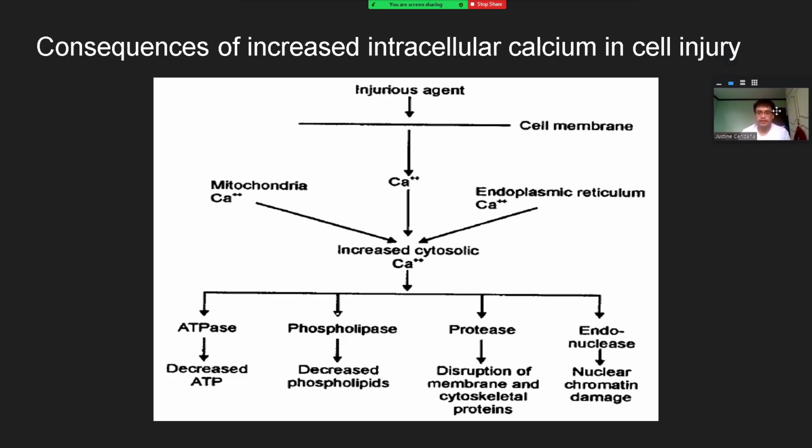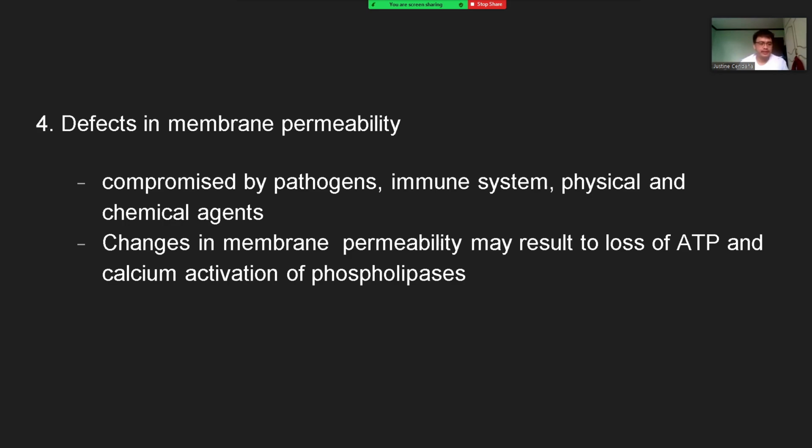Consequences of increased intracellular calcium in cell injury. The injurious agent allows the net influx of extracellular calcium, and along with calcium release from mitochondria and endoplasmic reticulum, this contributes to cytosolic calcium, which activates ATPase, phospholipase, protease, and endonuclease. Defects in membrane permeability: membranes are compromised by pathogens that release bacterial toxins and infectious viral proteins. Several types of cells of the immune system, such as cytotoxic lymphocytes, have the capacity to attack other cells, as do physical and chemical agents. Changes in membrane permeability may result in loss of ATP and calcium activation of phospholipases.